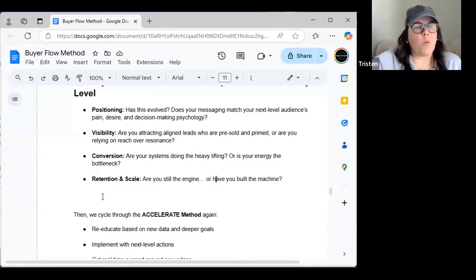So let's talk about why this becomes a rinse and repeat method. This is really where the magic happens, because this isn't a one and done framework and implementation. It's a rinse and repeat at every single level. So once we reach those bigger levels, we look again at our positioning. Has it evolved? Does our messaging match our next level audience's problem and desire?